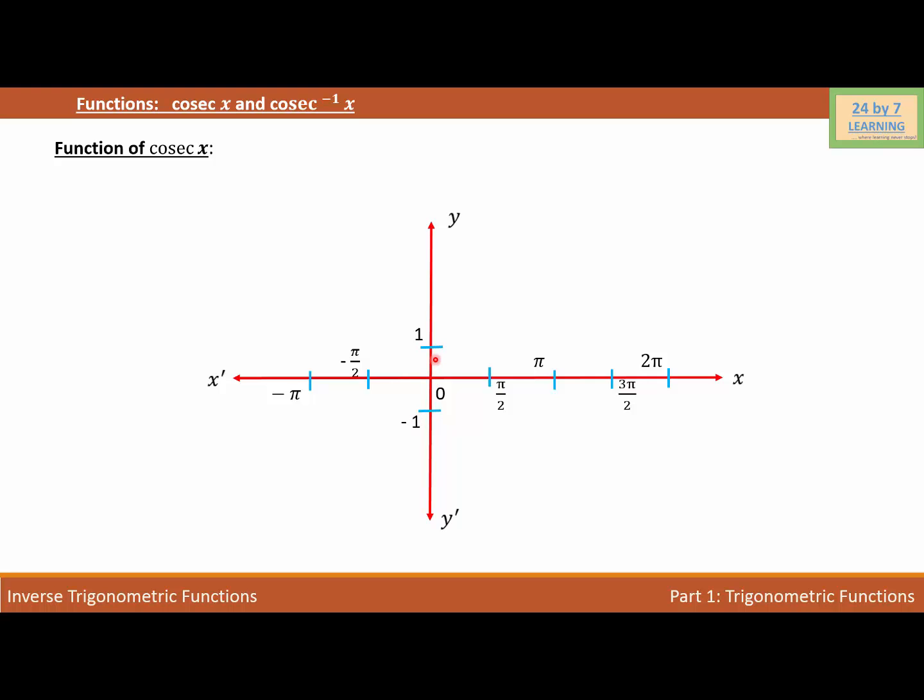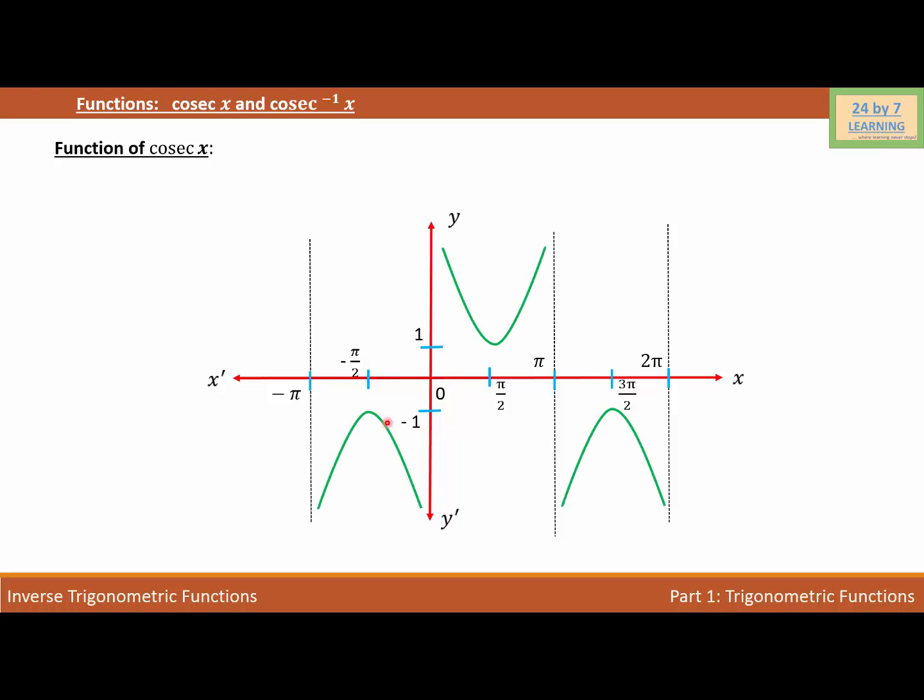Before I graph the actual cosecant function, I would like to draw some vertical lines, and the vertical lines will pass through the multiples of pi. So these are my vertical lines. Now let's graph the cosecant function. So if I graph the cosecant function, my graph will look like this.